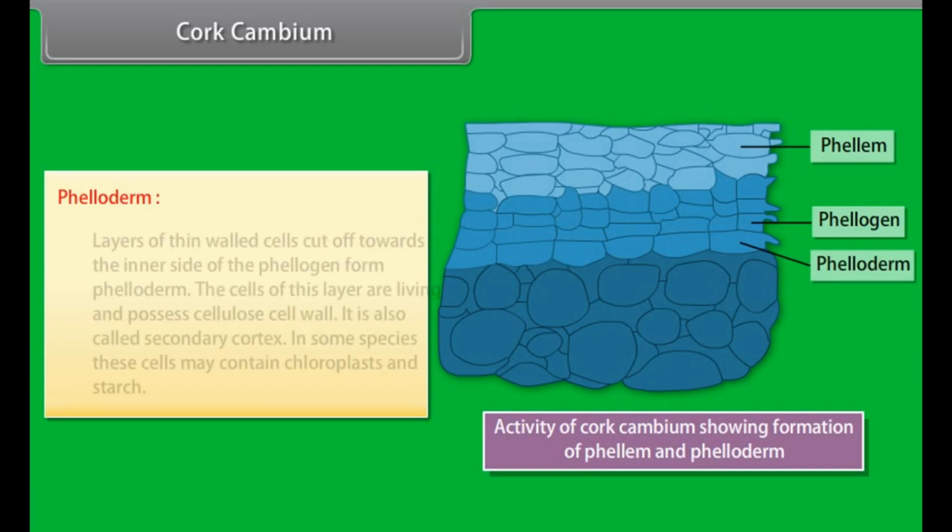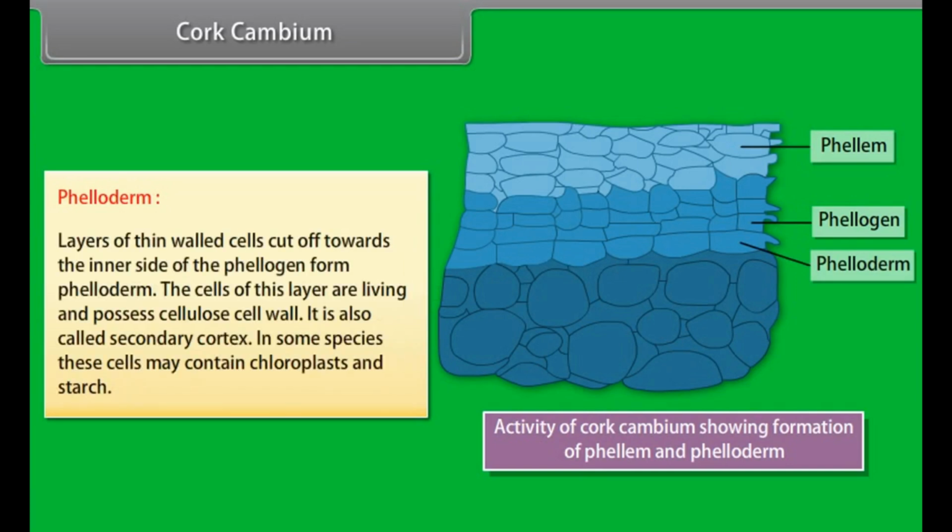Phelloderm. Layers of thin-walled cells cut off towards the inner side of the phellogen form phelloderm. The cells of this layer are living and possess cellulose cell wall. It is also called secondary cortex. In some species, these cells may contain chloroplasts and starch.